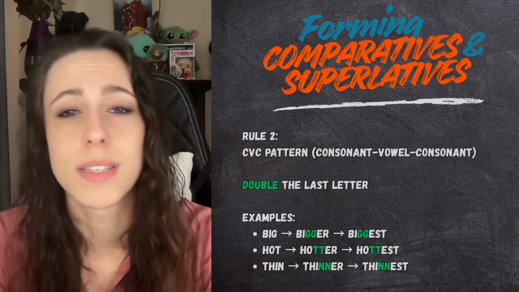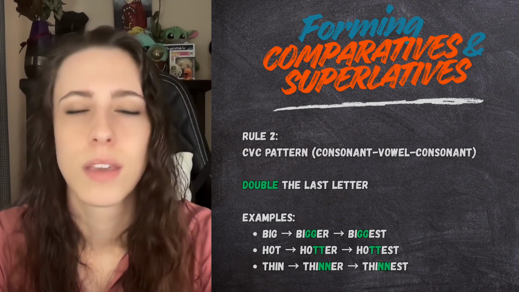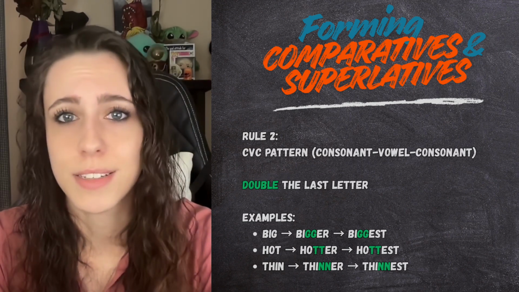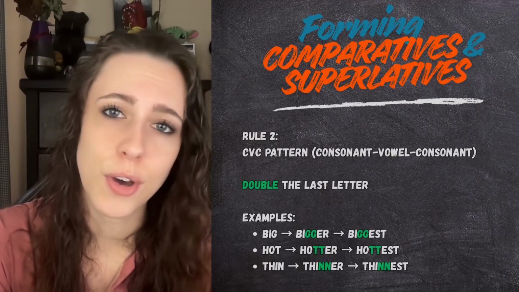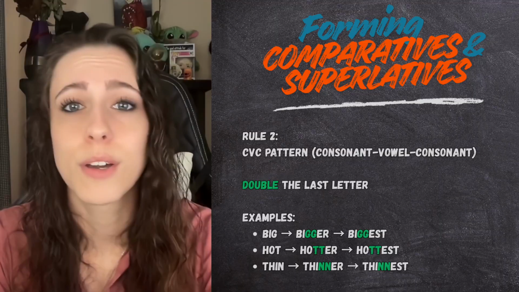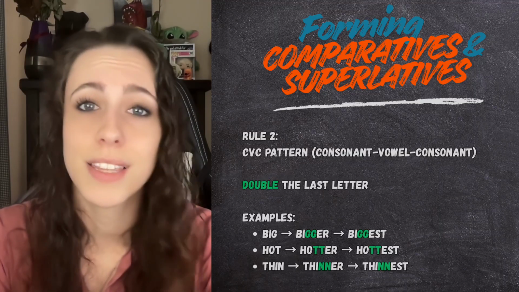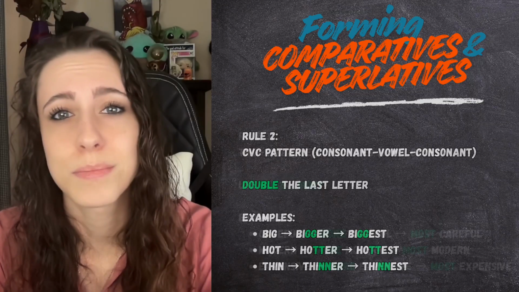Rule number 2. The CVC pattern. Consonant, vowel, consonant. We need to double the last letter of this word and add er and est. For example, big, bigger, biggest, hot, hotter, hottest, thin, thinner, thinnest.